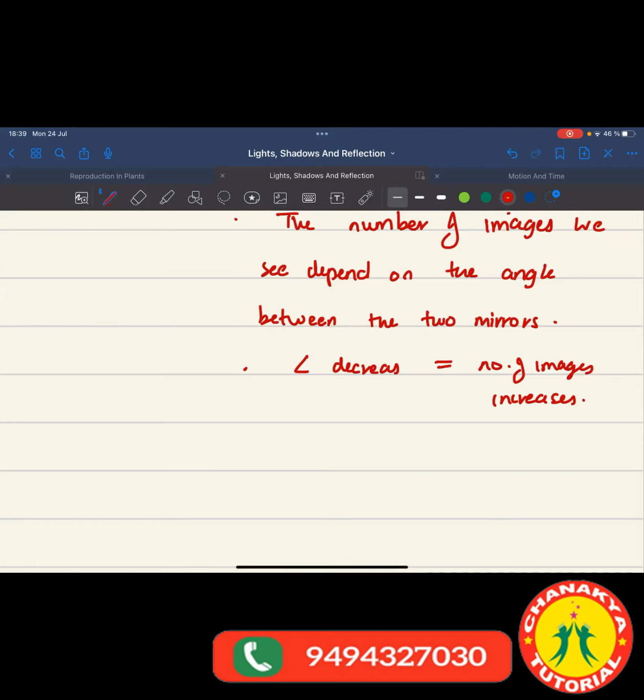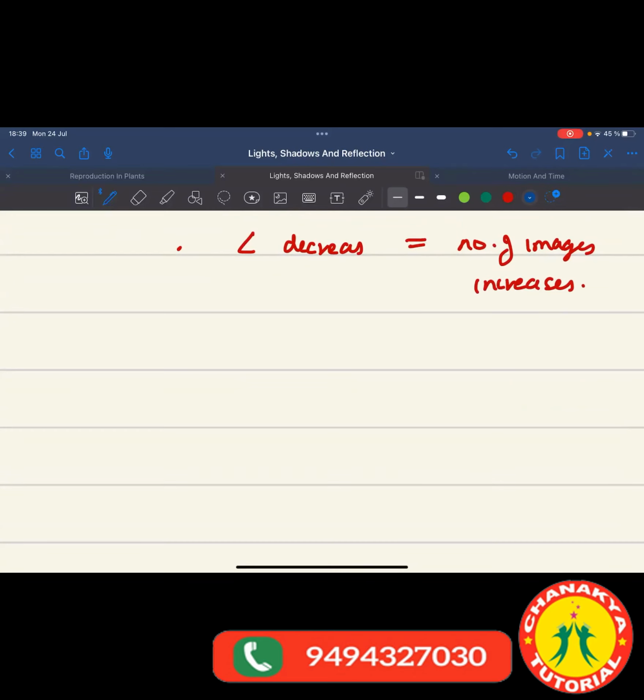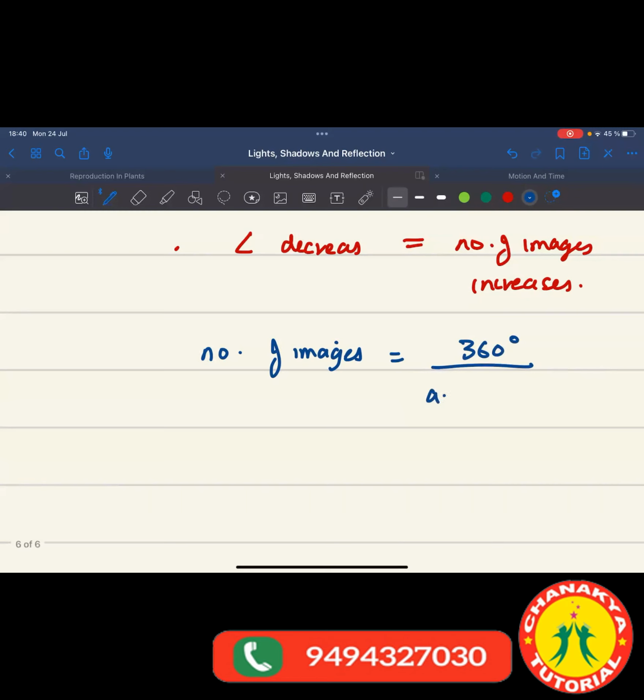This effect can be easily observed when your barber uses a small mirror to show you the back of your head. You can see this happening. You can even see this happening in your changing rooms and everywhere. So there's a formula for finding how many images can be formed. The number of images is equal to 360 degrees divided by the angle between the mirrors, and then minus one. This is a very important formula. You might even have sums to do.